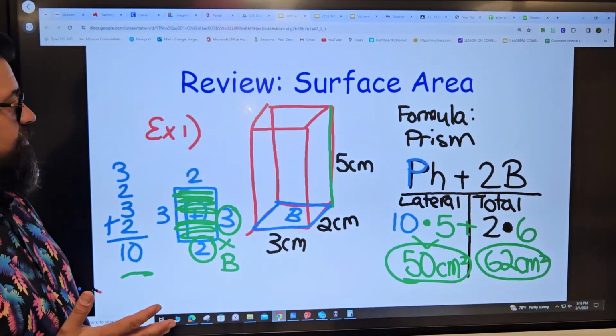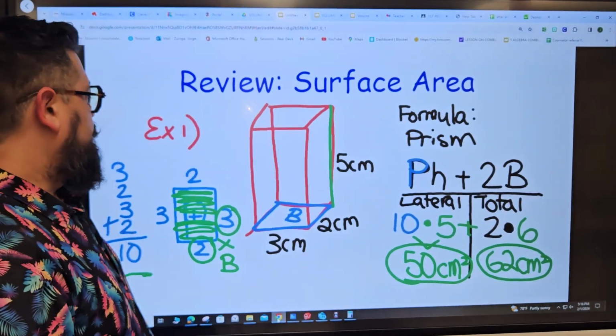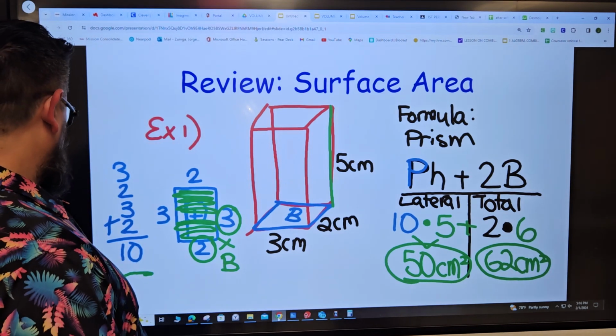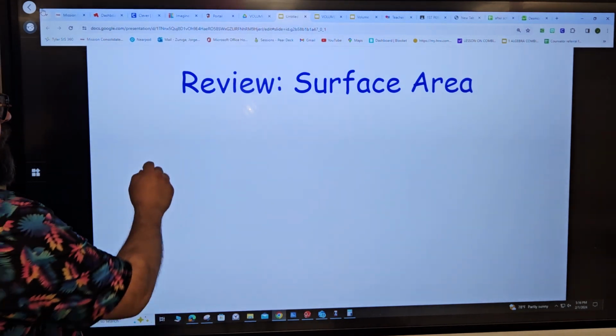So the next one we're going to look at is going to be a triangular prism, which can get a little bit tricky, but let's go ahead and work on that. So let me go ahead and erase. All right, so example 2.